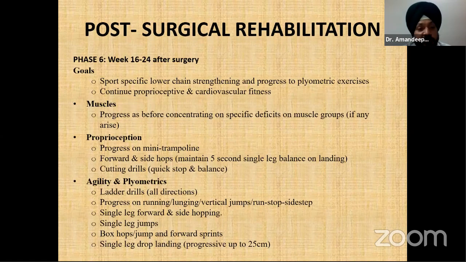Then in the sixth phase, almost 4 to 6 months after the surgery, we can start with sports specific lower chain strengthening and progress to plyometrics, and continue proprioceptive as well as cardiovascular fitness, like progress on mini trampoline. We can increase the hardship of the exercise. Then forward and side hops, then cutting drills and ladder drills in all directions, single leg forward and side hopping, single leg jumps, single leg drop landing.